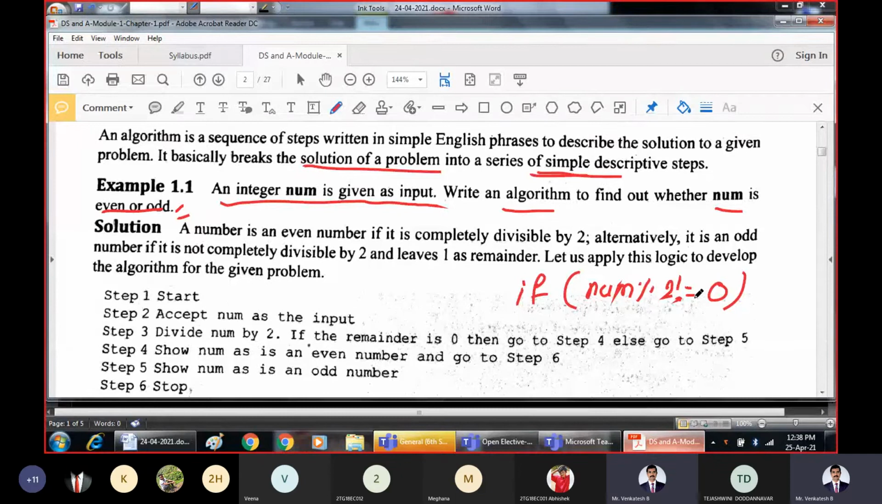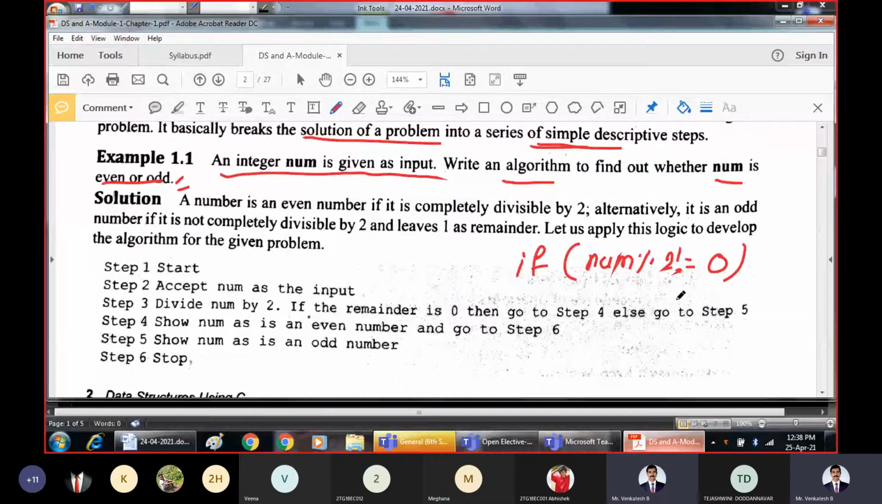So with this simple mathematical knowledge, now we'll be trying to write the procedure, that is the step-by-step procedure to solve this particular problem. So what is the problem given to us? A number is given to us, and we have to find whether it is odd or even.